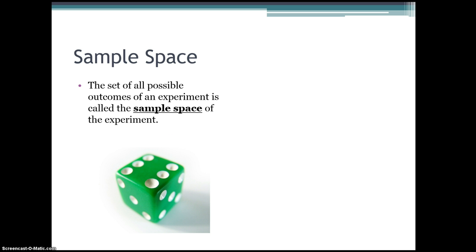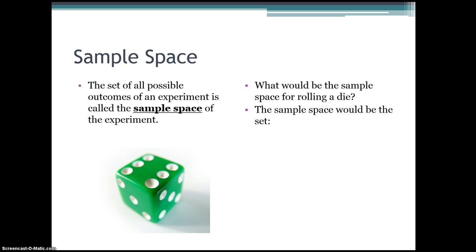The sample space is simply the set of all possible outcomes of an experiment. So, for example, consider the following experiment. What would be the sample space for rolling a die? Now, that's pretty much about as easy as I can make it. So the sample space would be the following set. When we label our sample space, we're going to use set notation.